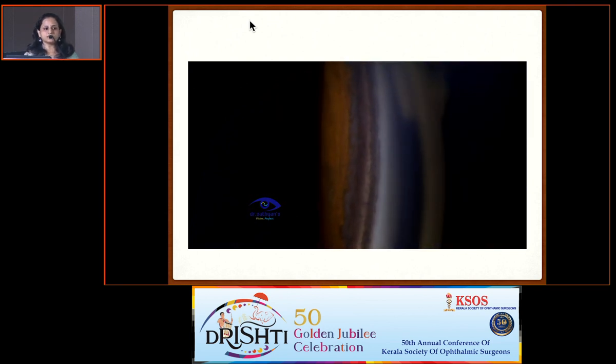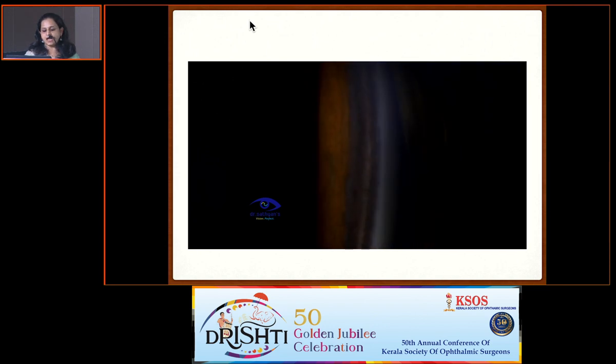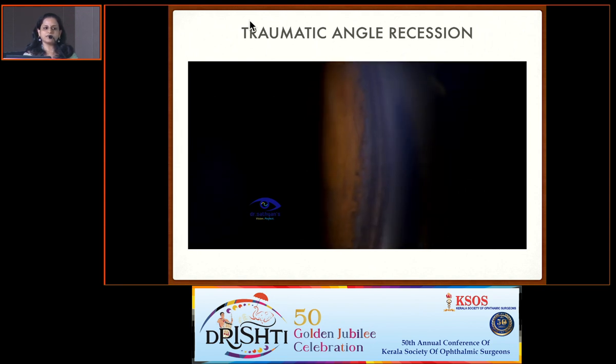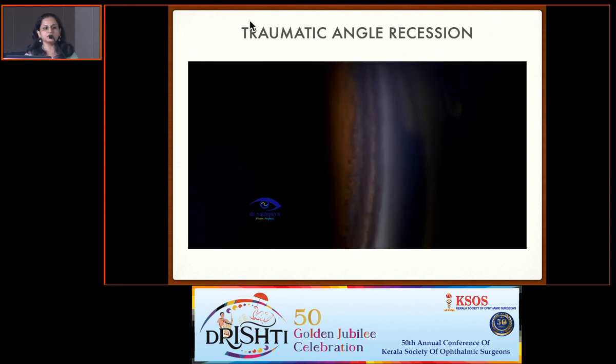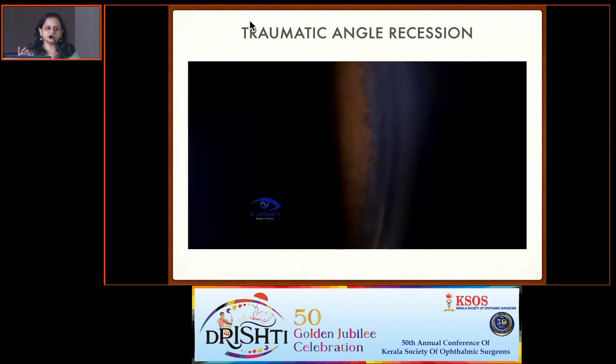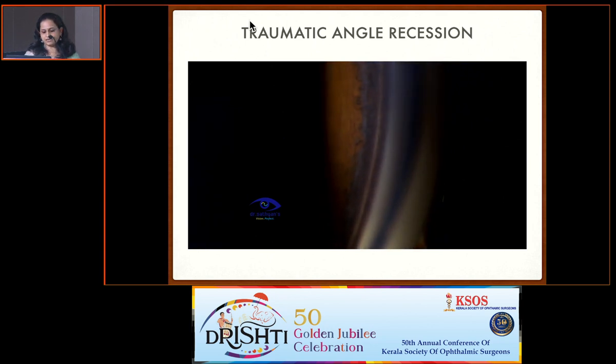It is equally important to compare both eyes. You see both eyes, there will be a difference. The other eye will be completely normal, and this will have a wide angle. So this is an example of traumatic angle recession. Traumatic angle recession glaucoma can come any number of years after the trauma. Sometimes the patient may not even remember that they had an injury. It might be 5 years back, but they can have a raised IOP after 5 years. So it can come any time.